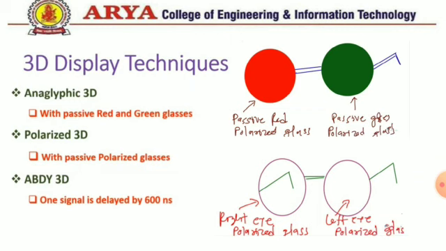The next technique is polarized 3D glasses. In that, there are two different glasses for the left and right eyes. The image appearing for the left eye has a left polarized glass, and the image for the right eye has a right polarized glass. So both of these will separate out the images on the display, and it feels like you are finding a 3D object there.